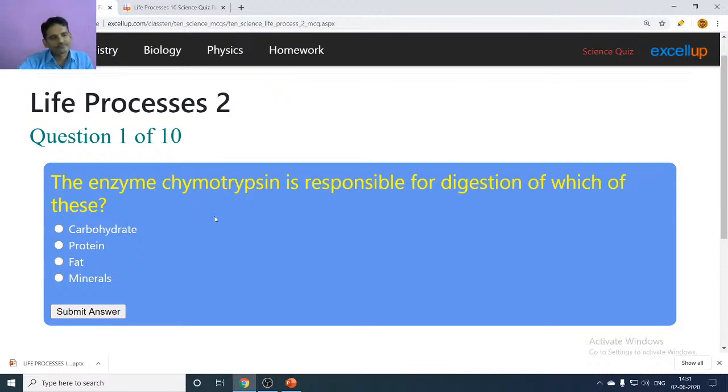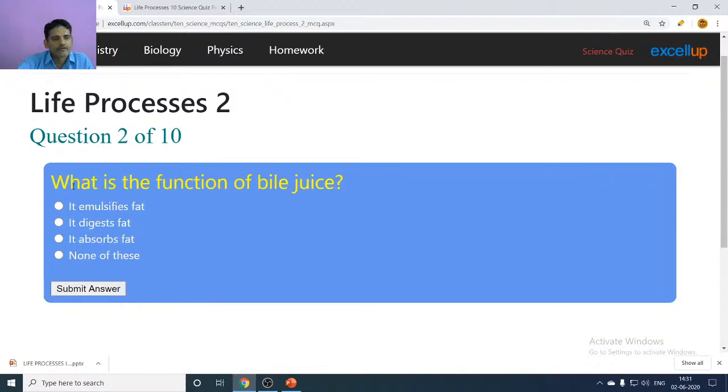Life process. See here, I will give 5 seconds time. Try to choose the answer. The enzyme chymotrypsin is responsible for digestion of which of these? Proteins. What is the function of bile juice? Bile juice emulsifies fat.